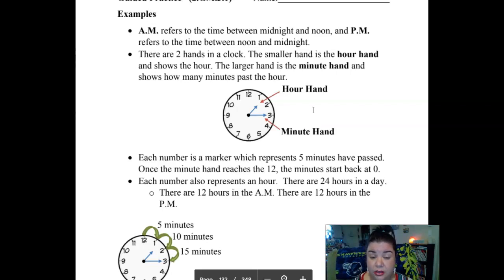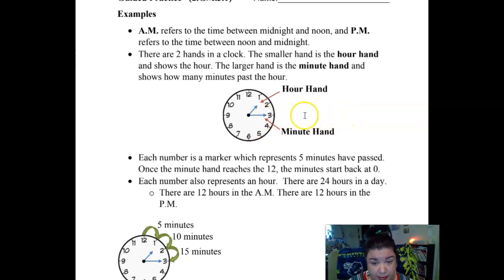And there are two hands on the clock. Sometimes you'll see a second hand that counts the seconds, but we don't need to worry about those. We're just going to worry about the hour hand and the minute hand. So the small hand is the hour hand, and you can remember that because hour is a small word. So it has that small hand. Then the larger hand is the minute hand, and it's a bigger word. So it's going to have the bigger hand on the clock. And that shows the minutes.